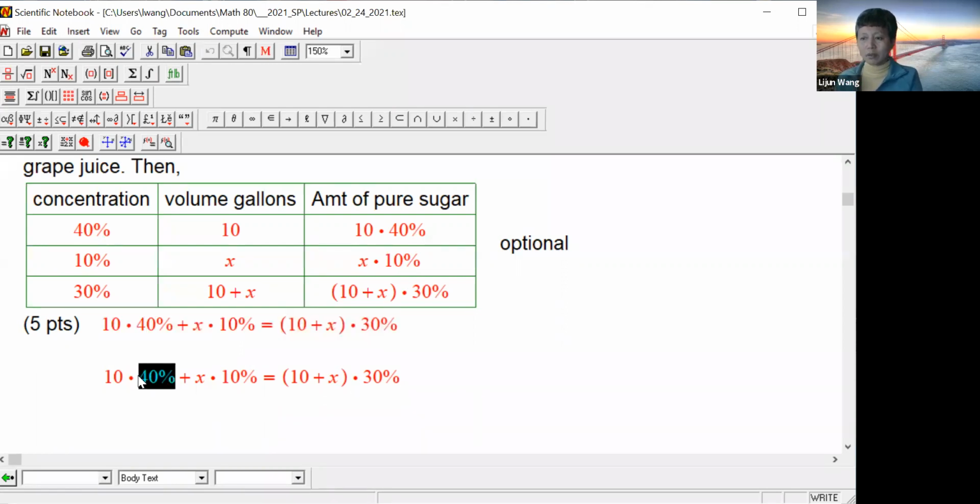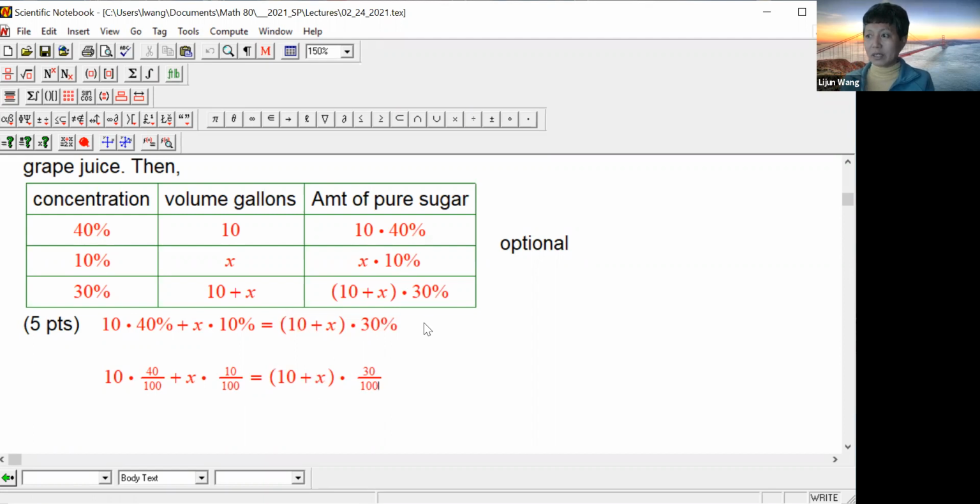So for example, I'm going to use that fraction method. 40% is 40 over 100. Okay. 10% is 10 over 100. 30% is 30 over 100. There you go. You can work with it now here.